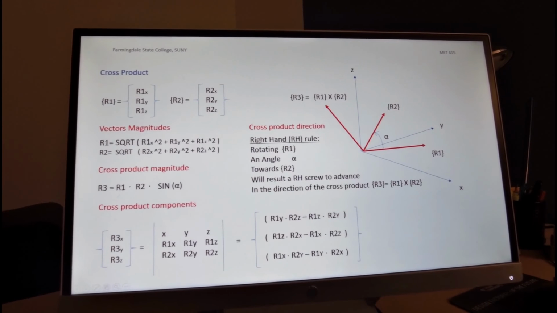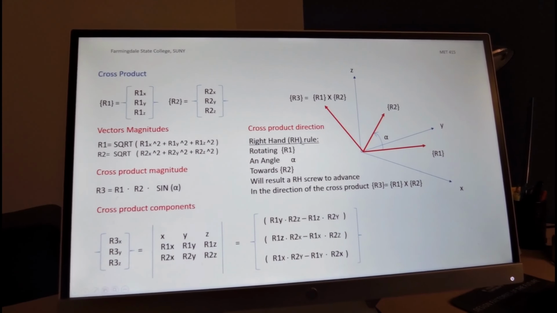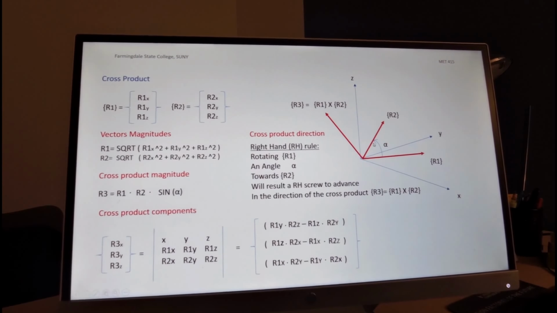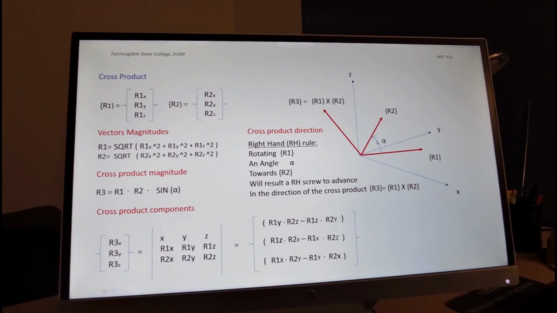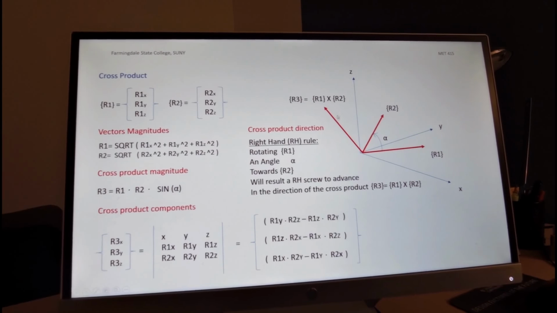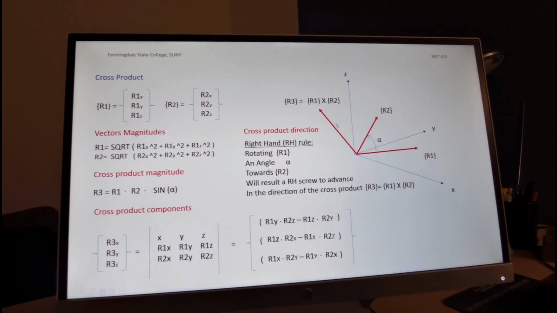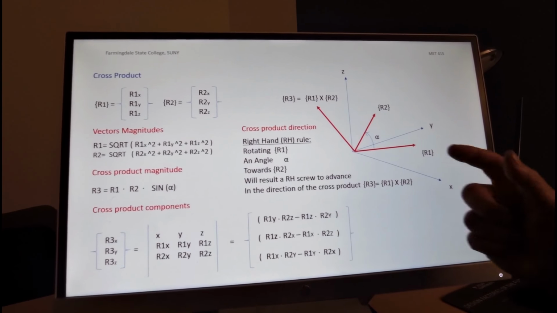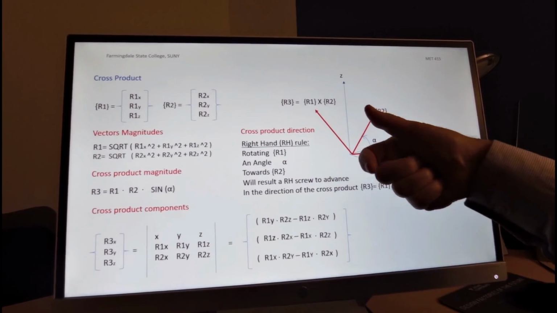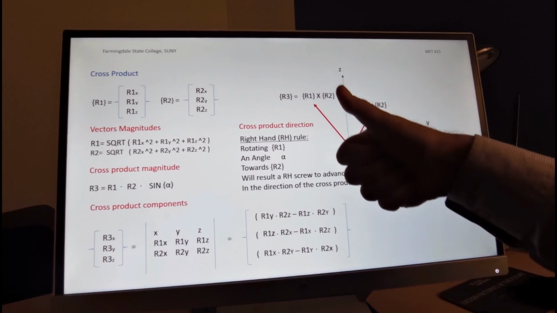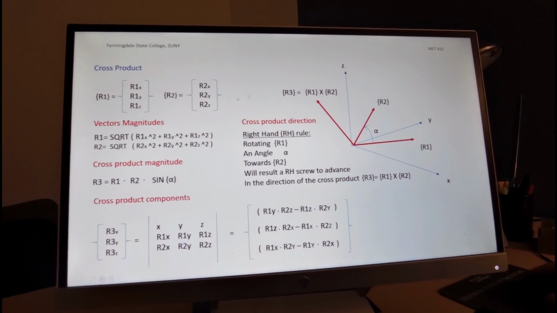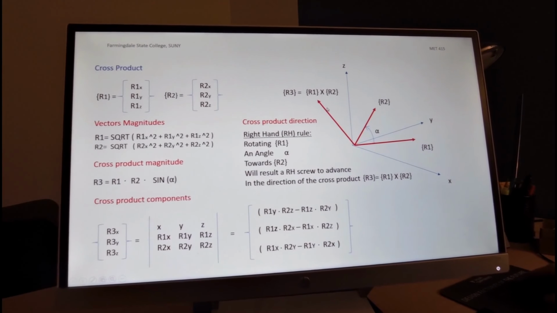The direction we find based on the right-hand rule. When we rotate r1 towards r2 through the angle theta, then the direction of the cross product will be the direction in which a right-hand screw will advance. So if r1 is rotated into r2, this will be the direction of the advancement of the screw. So that is the direction of the product.